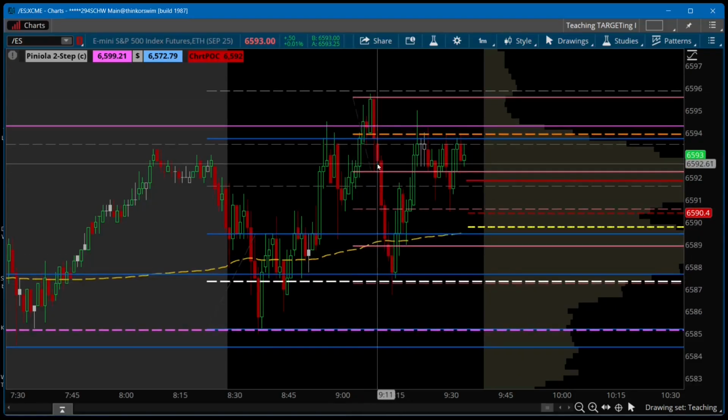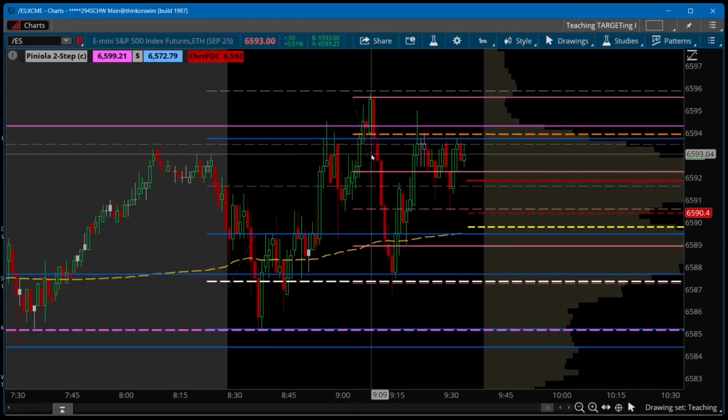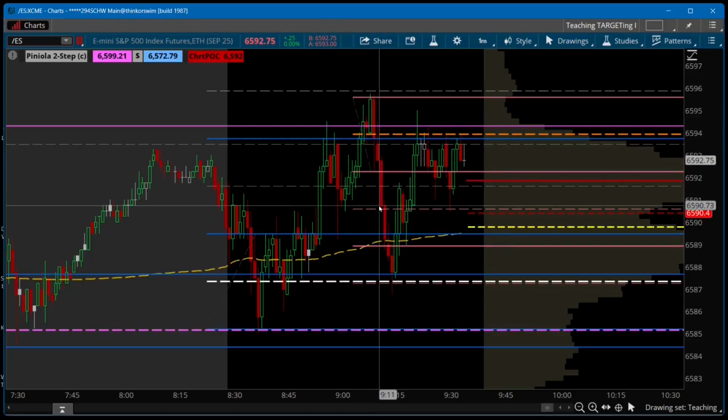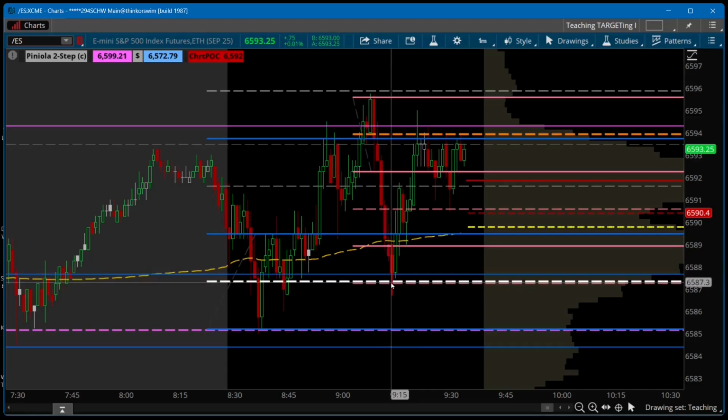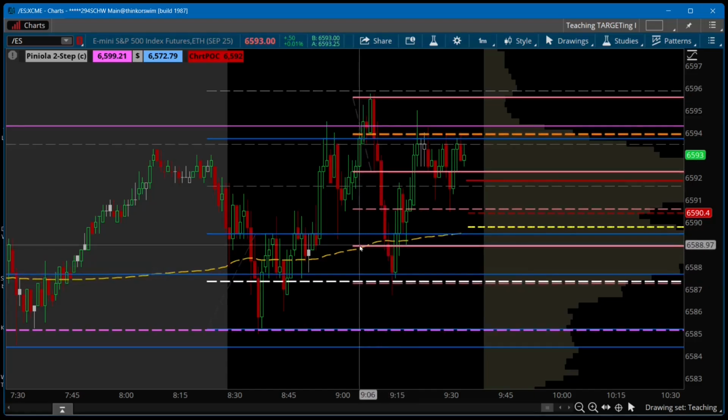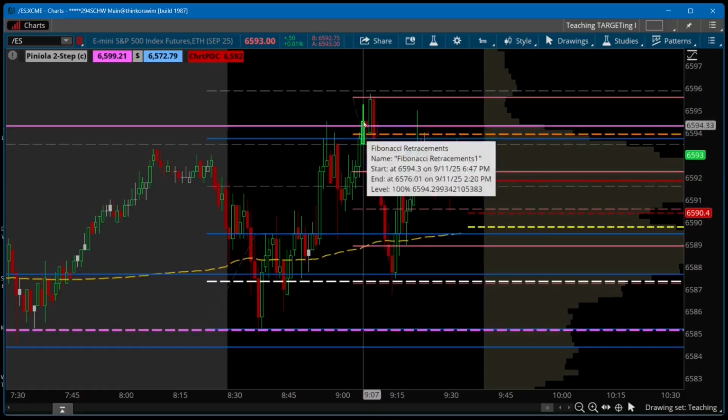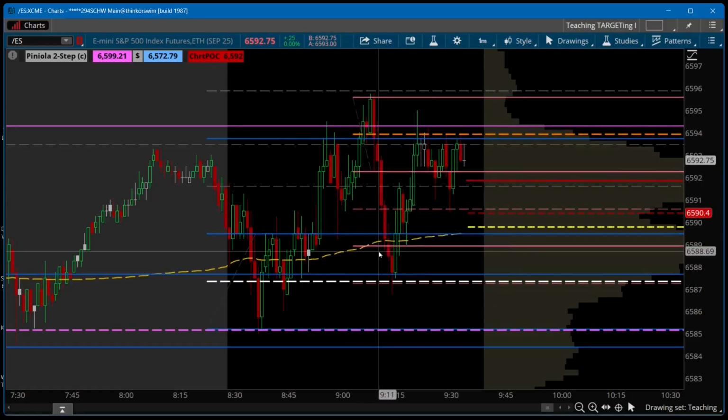So when this first move happened, if I was here measuring it and looking at it, I would say that it was targeting first the VWAP, and then when it dropped below that, this 0.5 line, because it's still part of the measurement from that very first move.